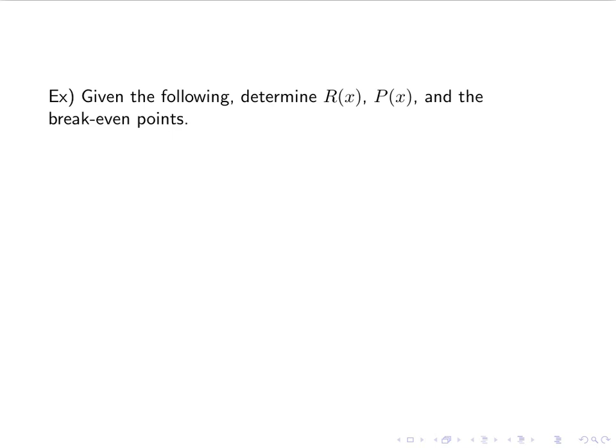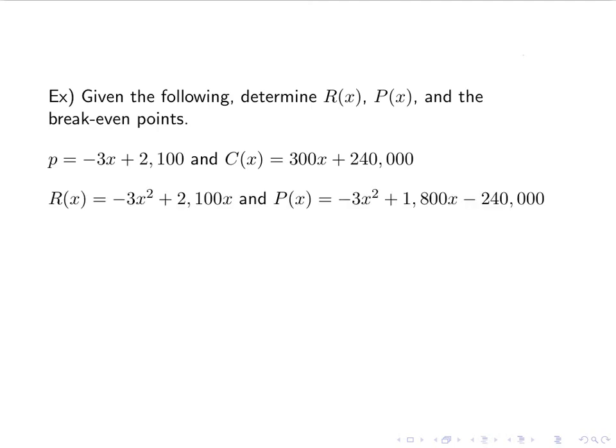How about, given the following, determine the revenue, the profit, and the break-even points. So little p, remember, is the price versus capital P, which is the profit. If the price is negative 3x plus 2,100 and the cost is 300x plus 240,000, then R is just P times X, and again I distributed the X, and remember that P is R minus C.